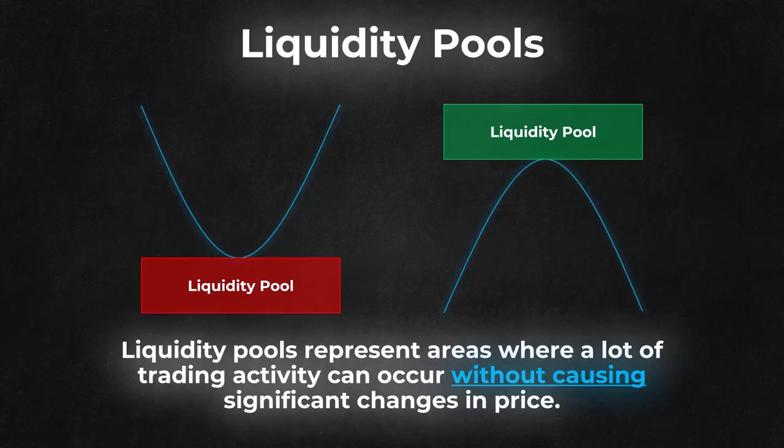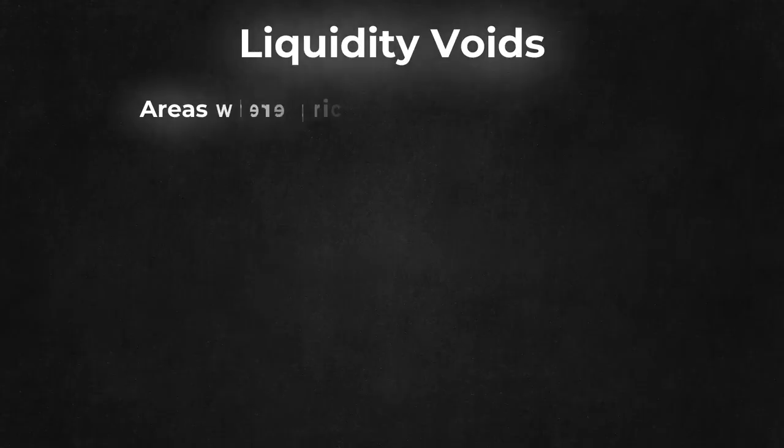So right above highs is a great opportunity for the smart money to go short, and right below lows is a great opportunity for the smart money to go long. Liquidity pools represent areas where a lot of trading activity can occur without causing significant changes in price. A liquidity void is the opposite idea of a liquidity pool.